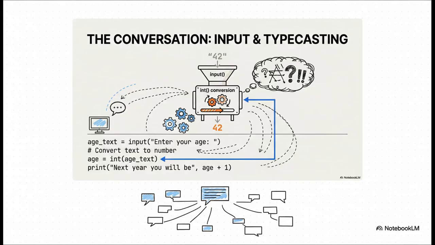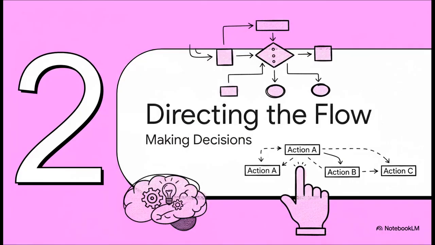Okay, this is where it starts to get really interesting because now we can actually have a conversation with the machine. The input command lets the program pause and ask the user for information. But, and this is super important, there's a catch. You can see it in the diagram. Input always gives you back text. So if you ask for an age, you get the text 42, not the number. You have to explicitly convert it into an integer, a process we call typecasting, before you can do any math with it.